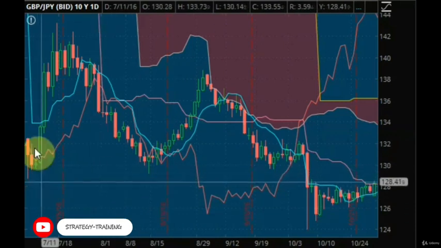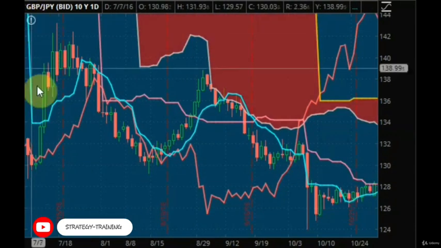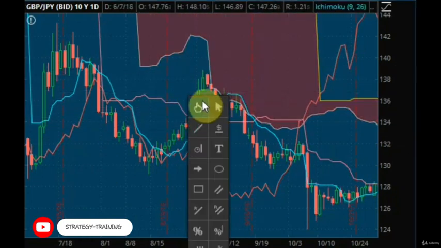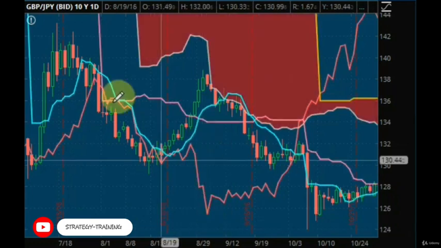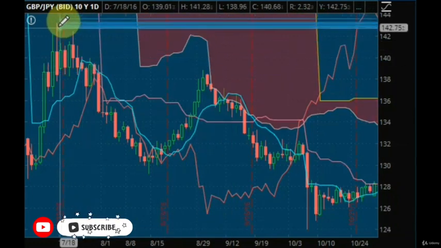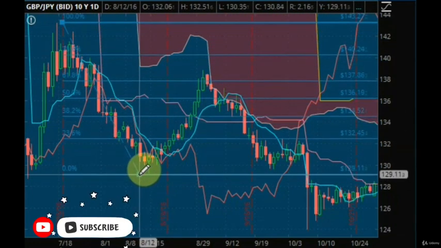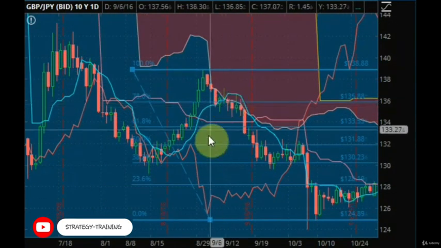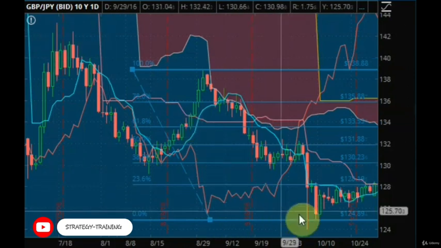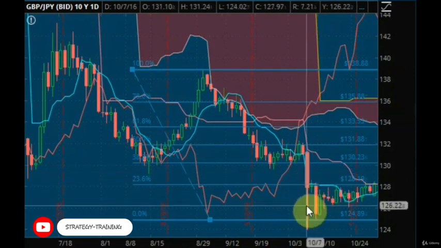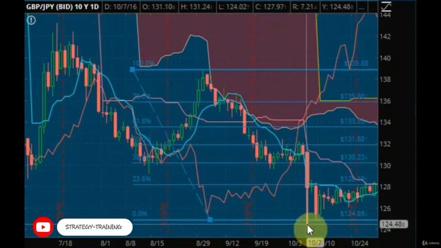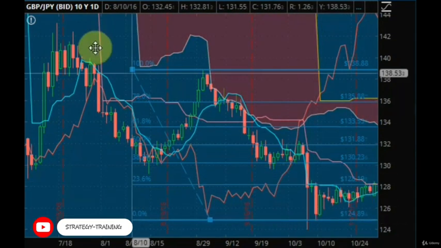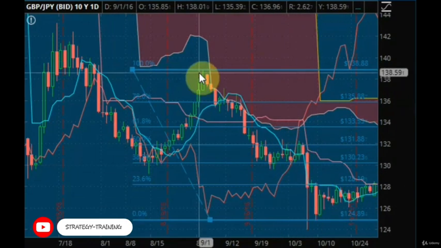Here's one more example on British pound, Japanese yen. We have the price meeting with span A, which is on the bottom in this case. And we just take our Fibonacci tool or whatever measuring tool, measure from the top of the previous trend down to the bottom, and then all you do is measure the equal distance of that wave. So as you can see here, the projection for the Ichimoku happened perfectly. You would have had your take profit hit and you would have got out of the trade, and it looks like it may have reversed. So that was a perfect take profit right there.